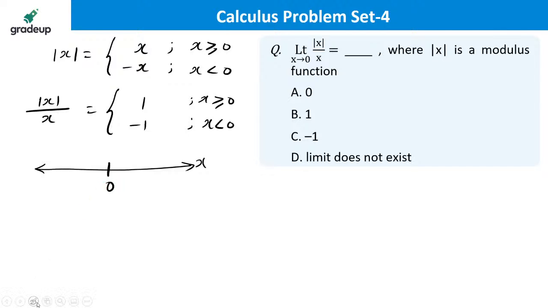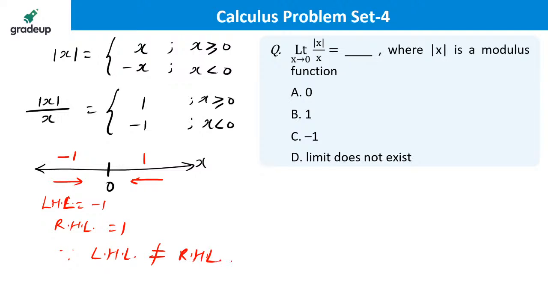So you can approach this point from the left side and the right side. When you are approaching from the left, that is x less than 0, the value of this function is minus 1. When you are approaching this function from the right side, the value of the function is 1. So the left hand limit for this function as x extends to 0 is minus 1. The right hand limit for this function is plus 1. And since the left hand limit is not equal to the right hand limit, we can say that the limit does not exist.